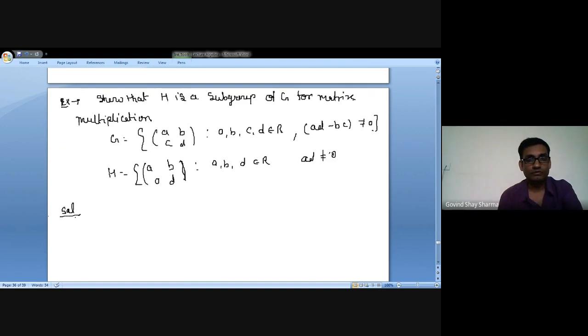We have to show that H is a subgroup of G. G is a group under multiplication, a matrix group, and all its elements are real matrices. H is a subgroup where only the element c is zero, otherwise all elements are the same as G. Then we have to show that H is a subgroup of G.